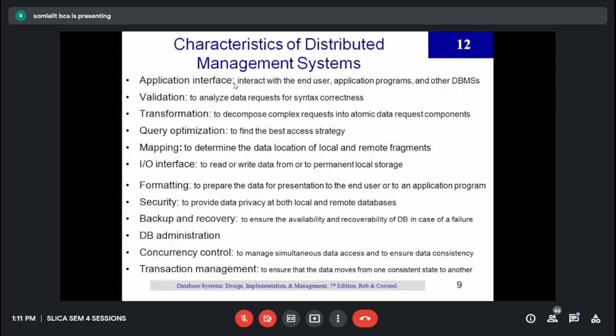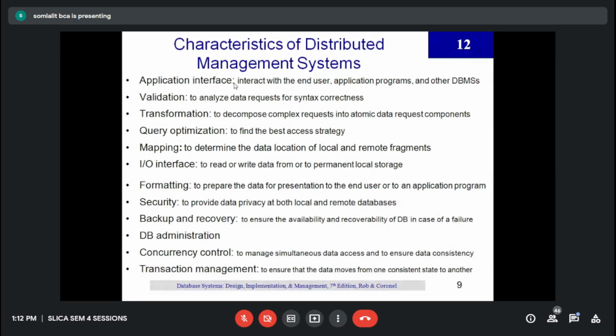Like a DBMS gives you a screen where you can write your queries and fetch your records. Oracle gives you command based. Now latest Oracle also gives you a GUI interface. So basically application interface is an interface provided to you for executing your queries. So distributed DBMS also needs to give that interface. So that is one of the characteristics.